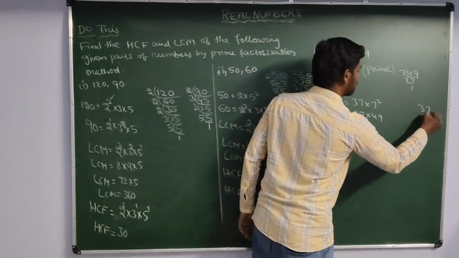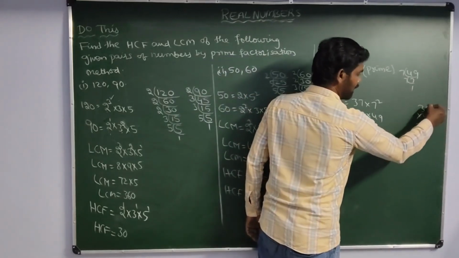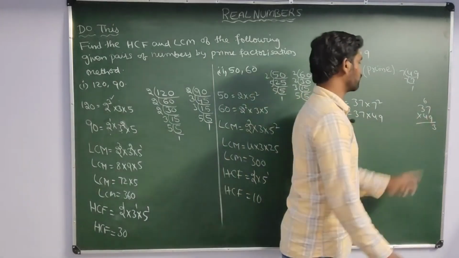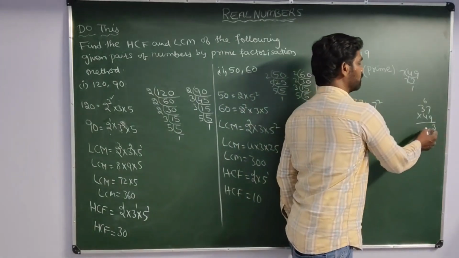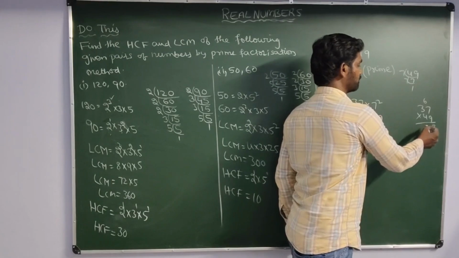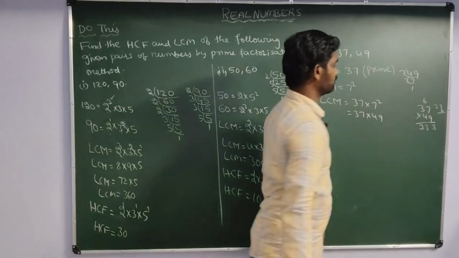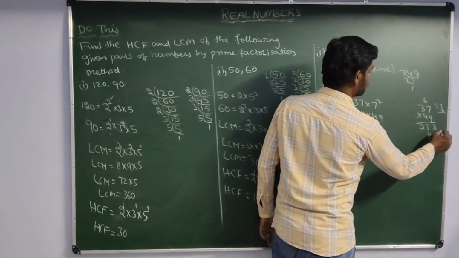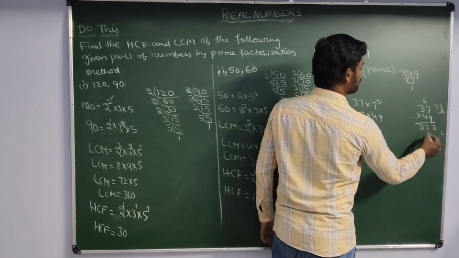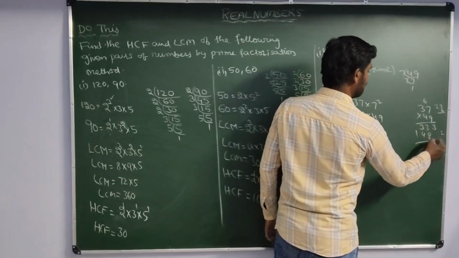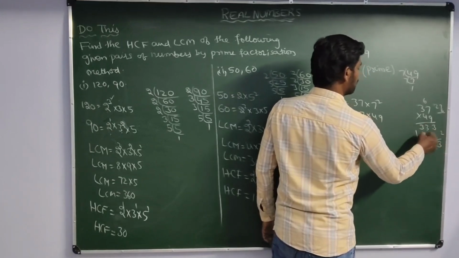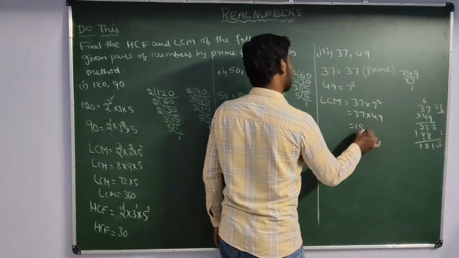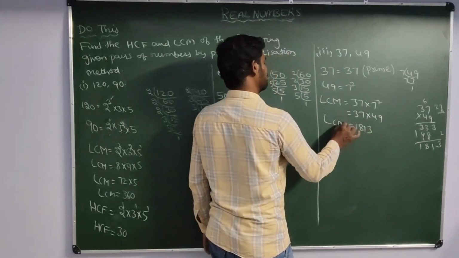So what is the answer? 37 into 49, you multiply it. 9 sevens are 63, 6 carry. 9 threes are 27 plus 6, how much? 33. Next, 4 sevens are 28, 2 carry. 4 threes are 12 plus 2, 14. So it is 3, 3 plus 8, it is 11. 3 plus 5, it is 8 plus 1. So what is the answer? 1813 is the LCM.